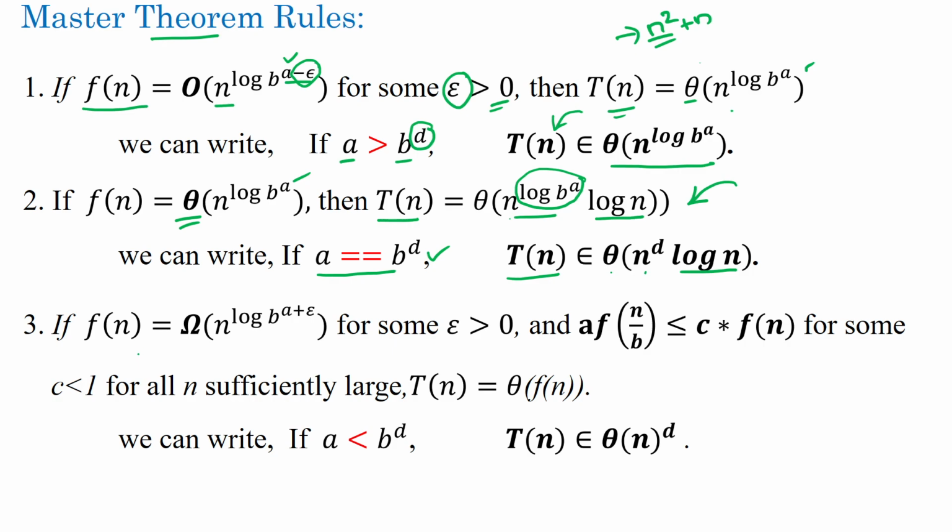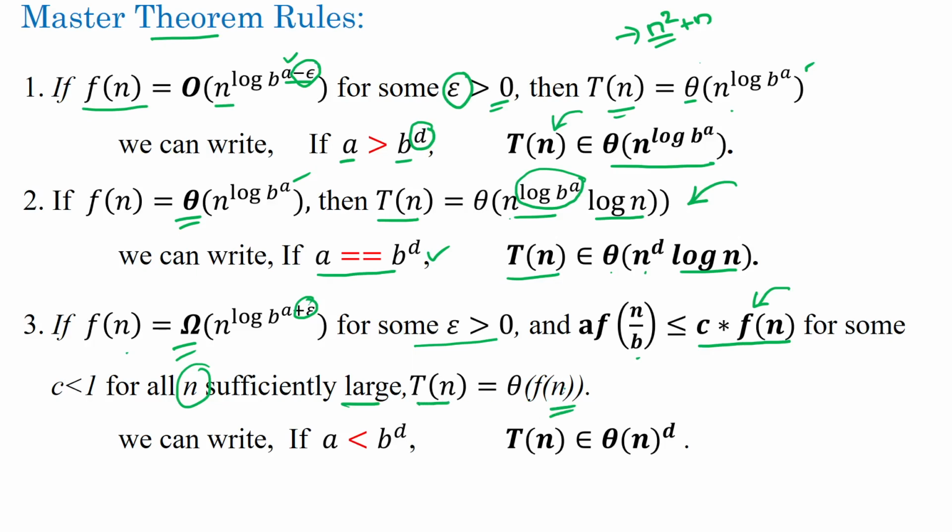Then here f of n equals the lower bound n to the power log base b of a plus some constant. When the constant is greater than 0, this can be written as a times f of n by b less than or equal to c times f of n. So this is the lower bound equation. Then for all sufficiently large n, we can say T of n equals big theta of f of n.